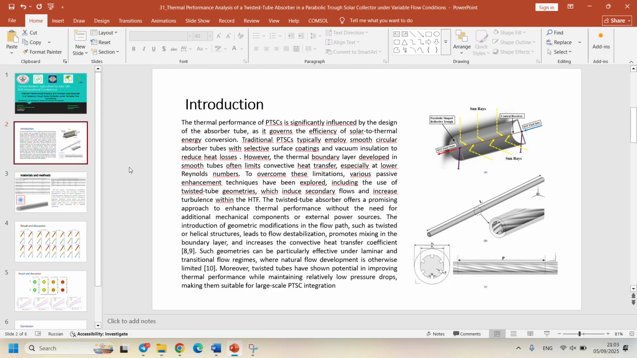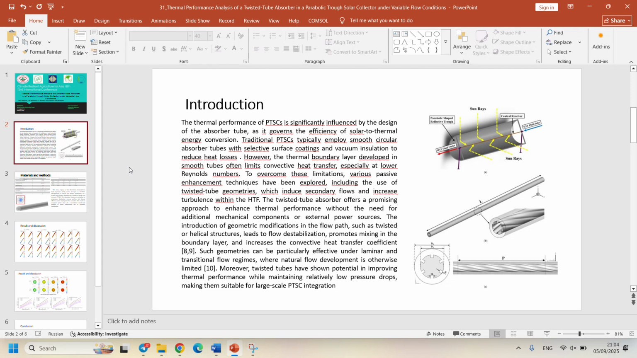Reynolds number. To overcome these limitations, various passive enhancement techniques have been explored, including use of twisted absorber tube geometry, which induces secondary flow and increases the turbulence within the heat transfer fluid. The twisted absorber offers a promising approach to enhance the thermal performance without the need for additional mechanical components or internal power sources.